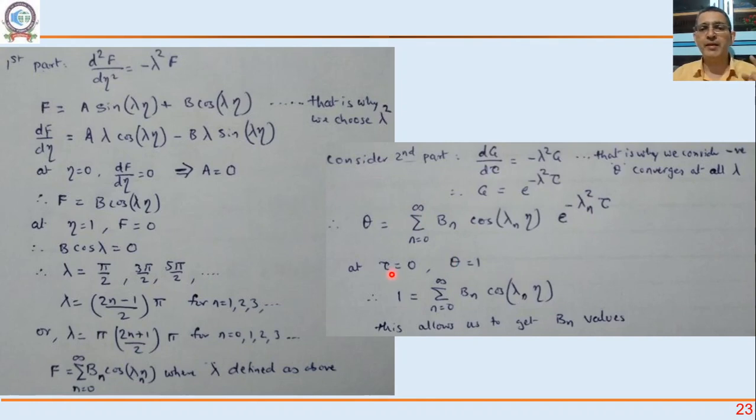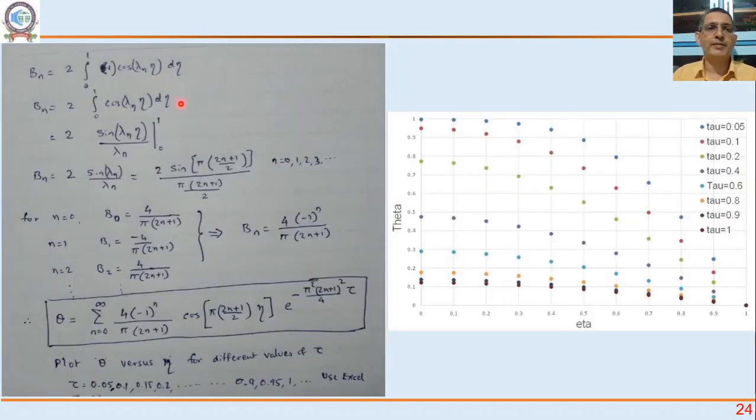Now use the initial condition, tau equal to 0, theta is equal to 1. E raised to 0, that's 1. Right? So 1 is equal to summation n equal to 0 to infinity bn cos lambda n eta. This allows us to get the value of bn. So if I multiply by cos lambda m and integrate, right? Fourier series, right? Understand separation of variables. You've done this in your maths class, right? So you'll get bn values. If not, this is how you are going to get it. So this is the final solution, theta.